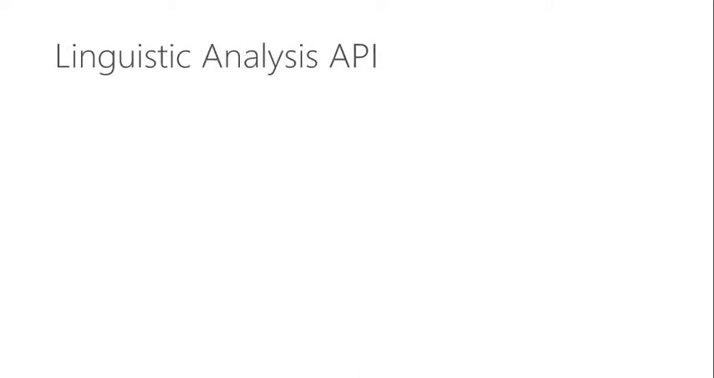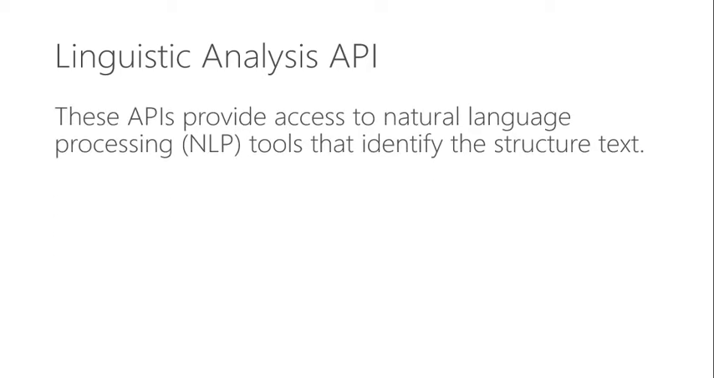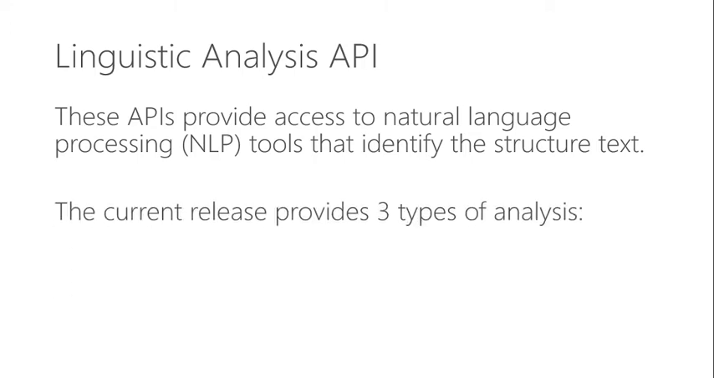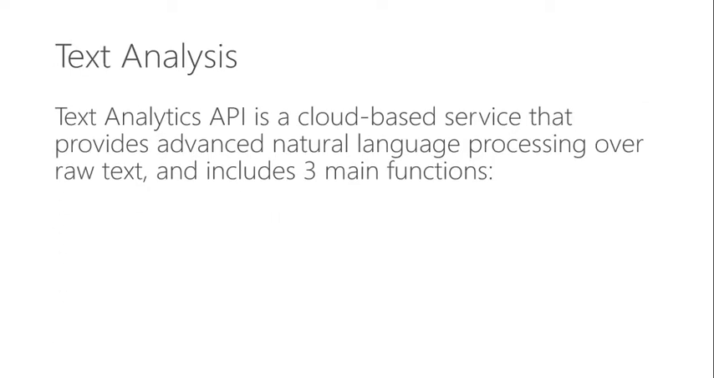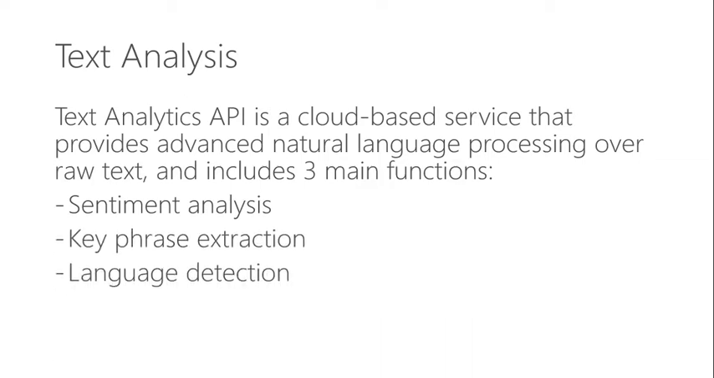For the Linguistic Analysis API, the API provides access to natural language processing (NLP) tools that identify the structure of text. The current release provides three types of analysis: sentence separation and tokenization, part of speech tagging, and constituency parsing. For text analysis, the Text Analytics API is a cloud-based service that provides advanced natural language processing over raw text and includes three main functions: sentiment analysis, key phrase extraction, and language detection.